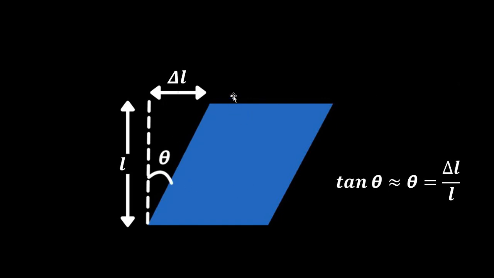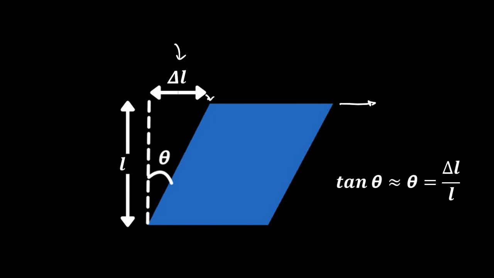Let's say this movable face moved by a margin of delta L, and the length of this face, as we are considering uniform dimension, let's say it is L. So here tan theta is delta L by L. Don't confuse it with longitudinal strain, it is different. Here delta L is the extent of bending, the distance by which this point has moved to the right.